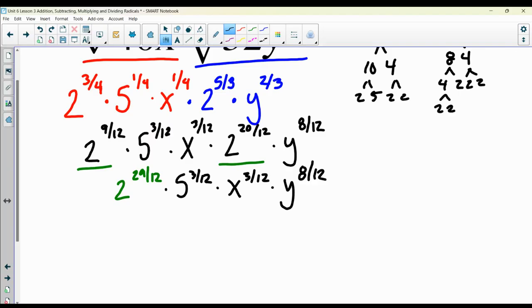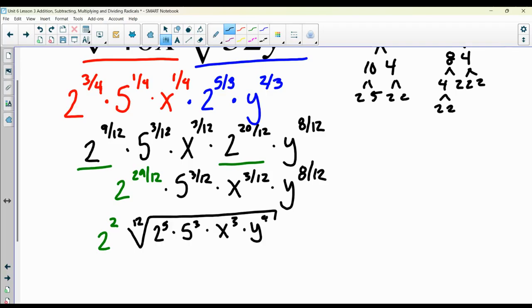It would be 2 and 5/12ths, which means 2 squared would end up on the outside of this radical, and 2 to the 5th would end up inside this radical. So we do have an index of 12, so we need to make sure we put a 12 in that elbow.